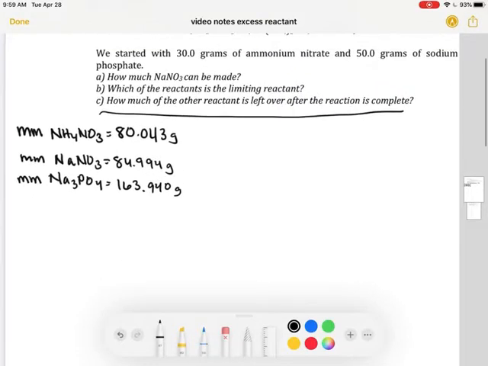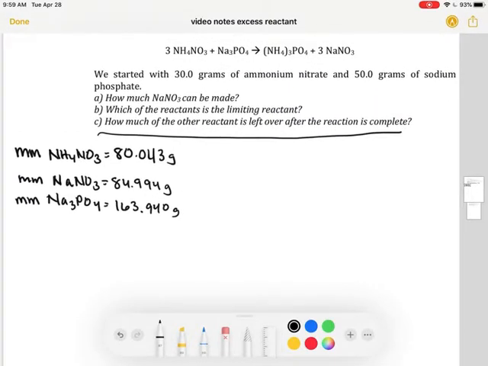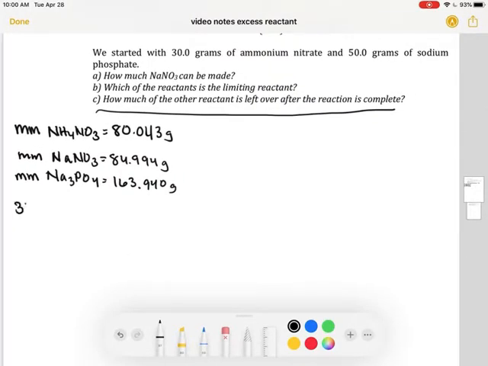Okay, so doing these limiting reactant problems requires us to do basically a stoichiometry problem 2 times. Okay, so we are starting with 30.0 grams of ammonium nitrate, NH4NO3. And we want to figure out how much sodium nitrate can be made. Okay, so we're going to go from ammonium nitrate to sodium nitrate. So we're going to follow our mole pathway there.